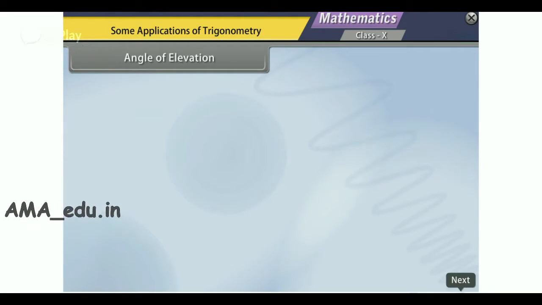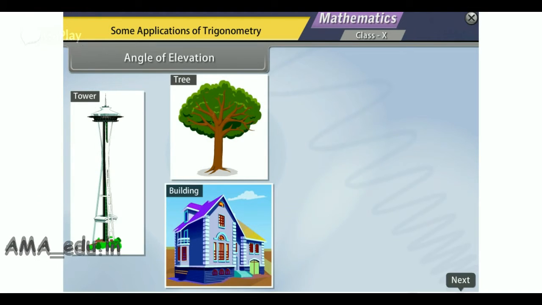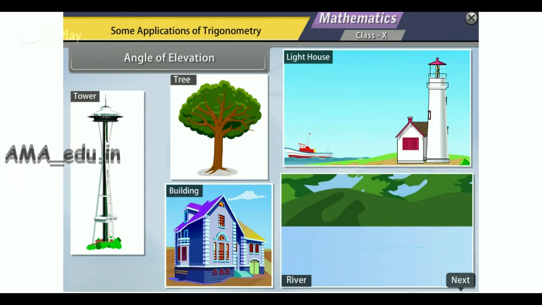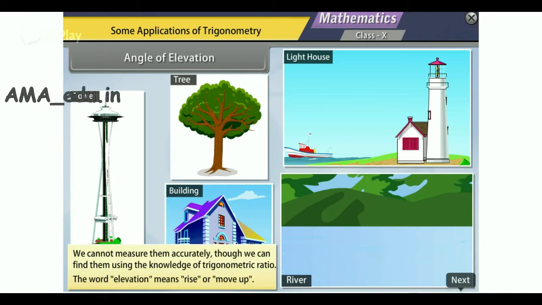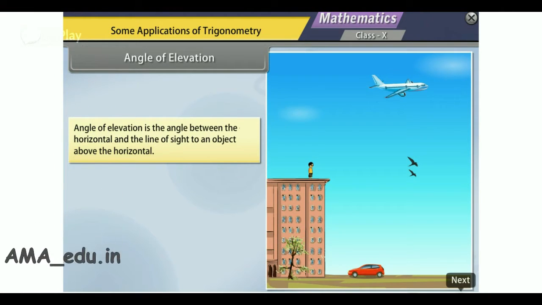Angle of elevation. Sometimes we are required to find the height of a tower, tree, building, and distances of a ship from lighthouse, width of a river, etc. We cannot measure them accurately, though we can find them using the knowledge of trigonometry ratio. The word elevation means rise or move up. Angle of elevation is the angle between the horizontal and the line of sight to an object above the horizontal.